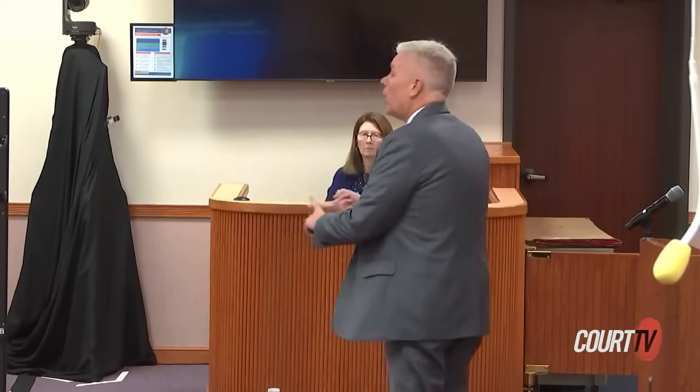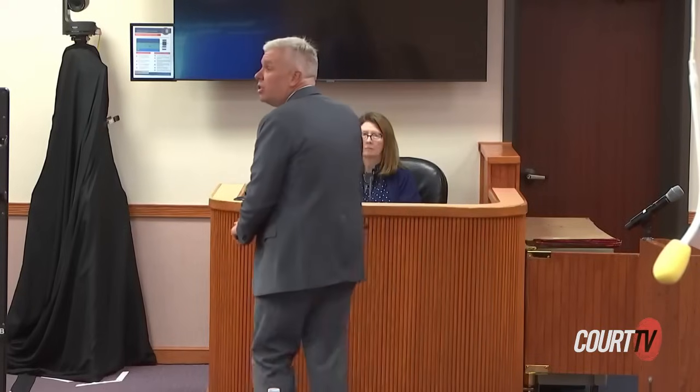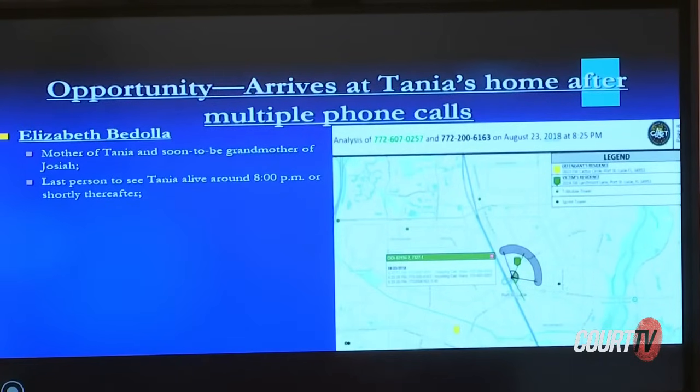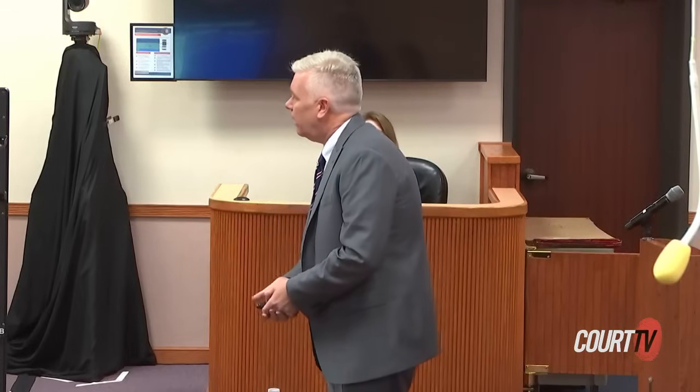And then we go up to Tania's home. Here we are at Tania's home, and Elizabeth Bedolla, the mother of Tania, the grandmother-to-be of Josiah, and what does she say? She's the last person to see Tania alive. She says around 8 p.m. or maybe shortly thereafter, right? Important witness. And what does she say?